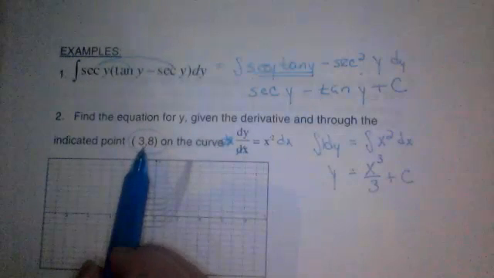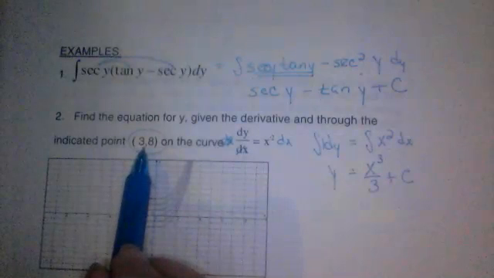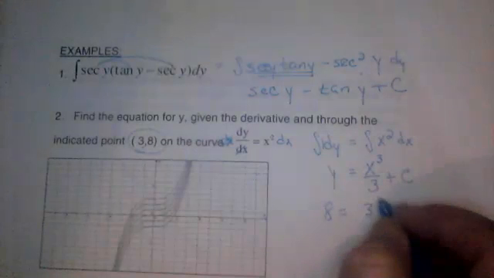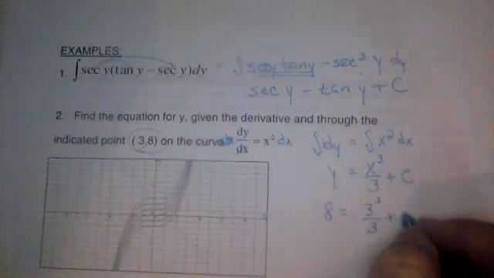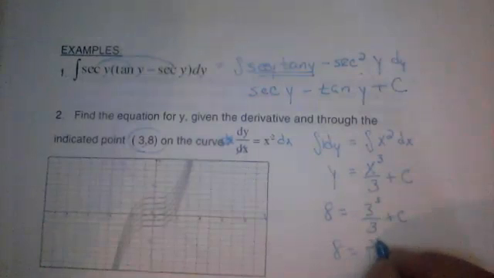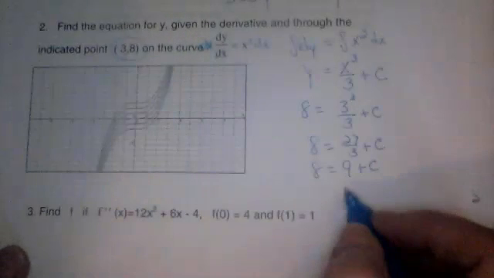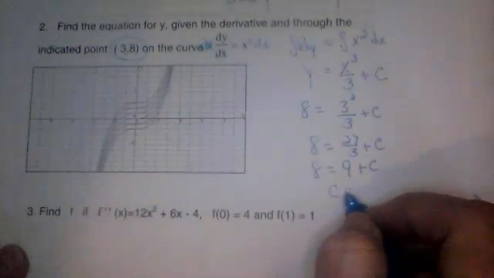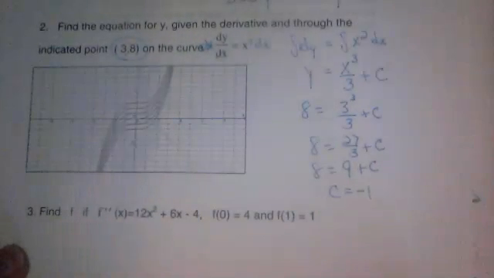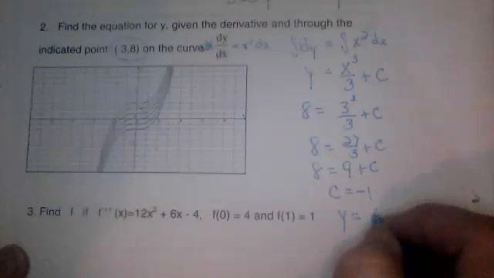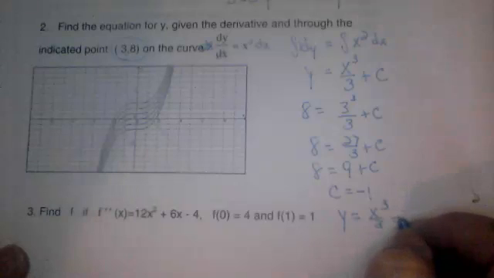So now they've given us our point (3, 8), so we can plug that in for x and y and see what c is. So 8 equals 3 to the third over 3 plus c. 8 equals 27 over 3 plus c. So that's 9. So subtract the 9. C is negative 1. So our equation is y equals x to the third over 3 minus 1.